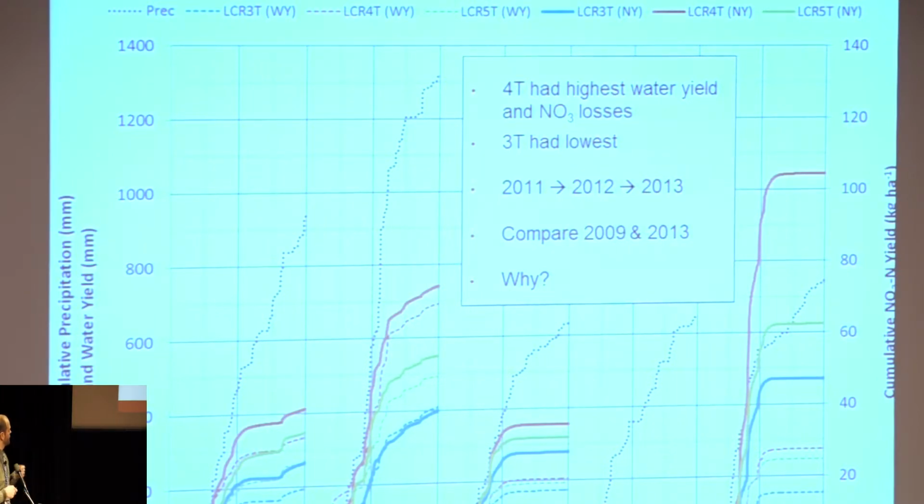3T in blue, 4T in red, and 5T in green. And a couple things that jump out right away is, first of all, red always tends to be on top, if you'll notice that, with the exception of 2012 there. That's tile drain 4T, so it had the highest water yields, concentrations, and loads.